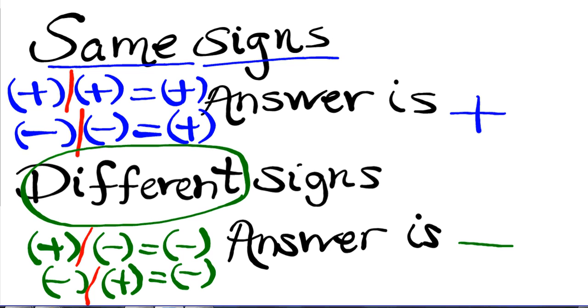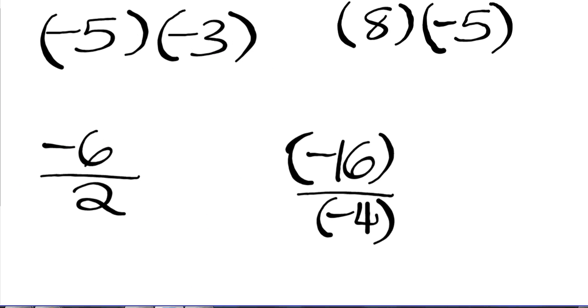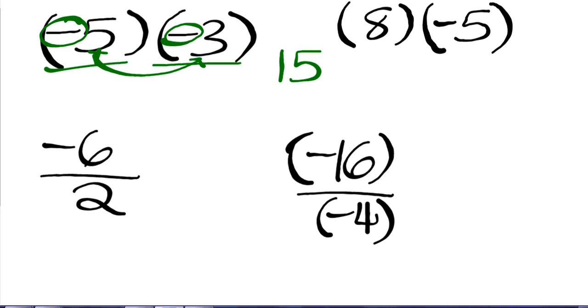All right? So let's practice some problems. Again, the first thing we need to ask ourselves is, are the signs different or are they the same? So you know I like to use my lines, and I'm looking at both numbers, and I'm noticing that my signs are the same. So I'm going to multiply these numbers together, and I get 15. And because my signs are the same, my answer is positive. So this first answer is positive 15.